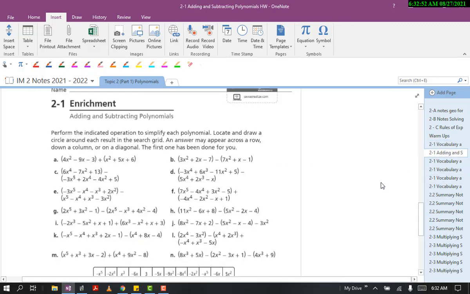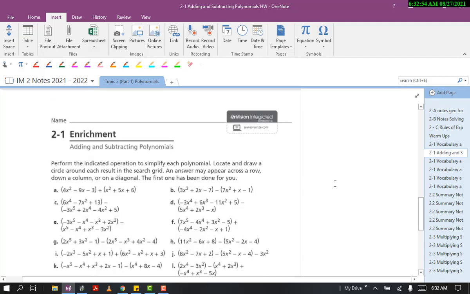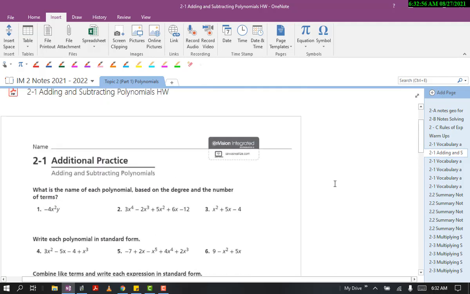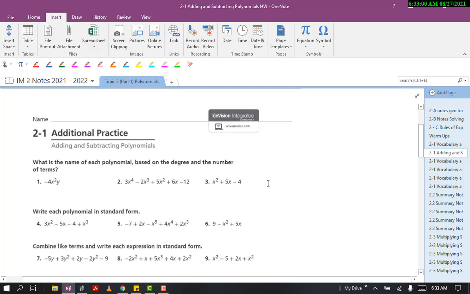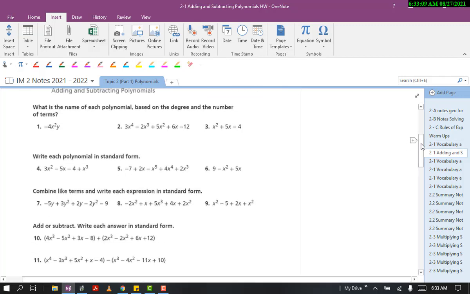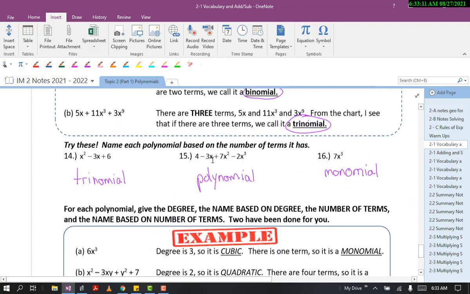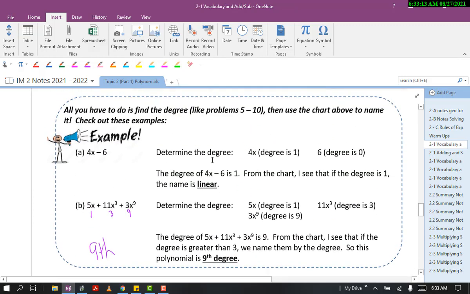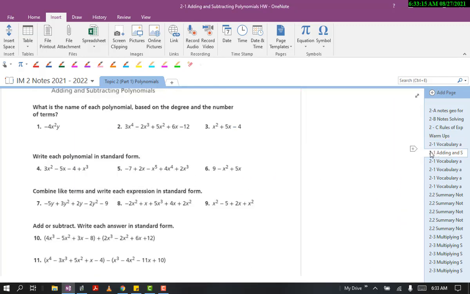I do want to add in a couple different things here. This is our homework. I figured we'd do a couple problems in class together to get us started. So that has the name of each polynomial. We have standard form. Don't think that we mentioned that here anywhere. I don't know how we missed that.